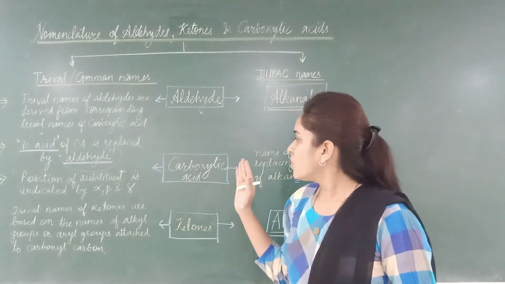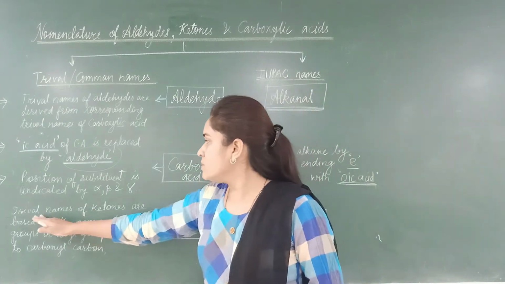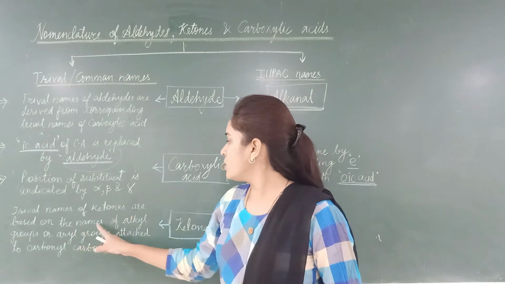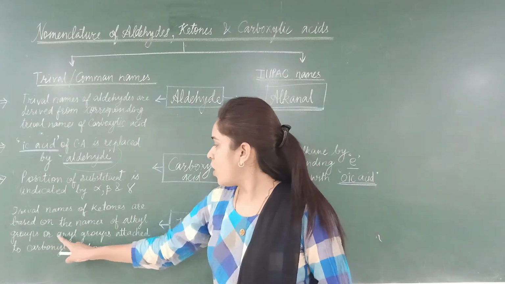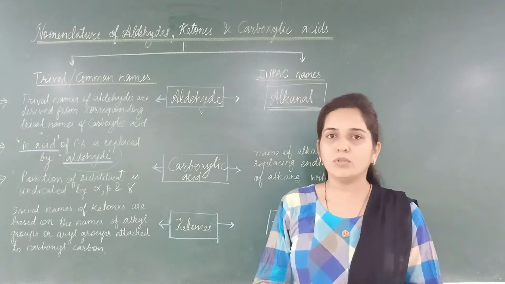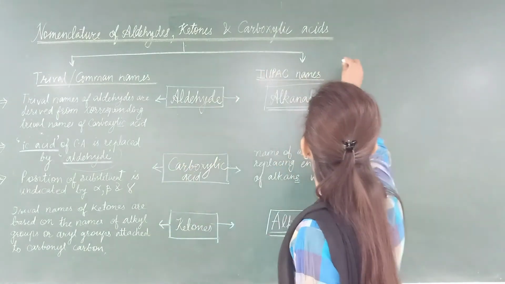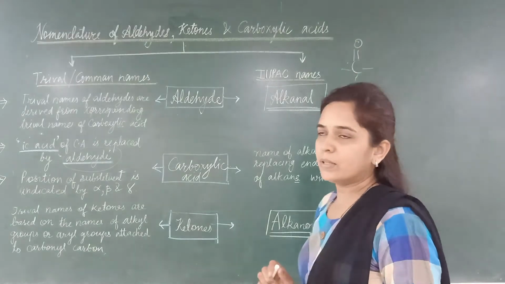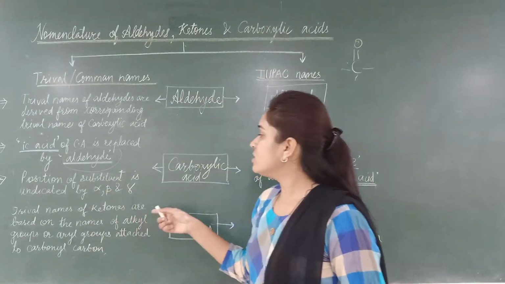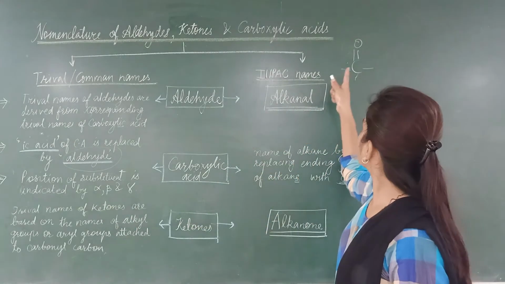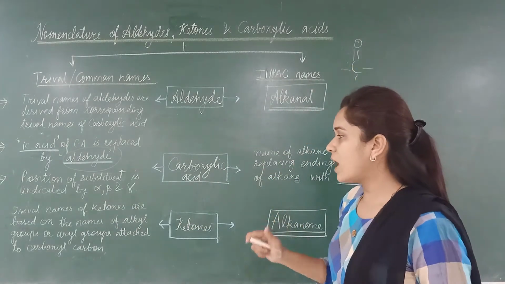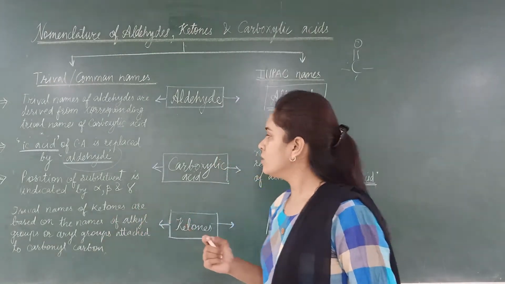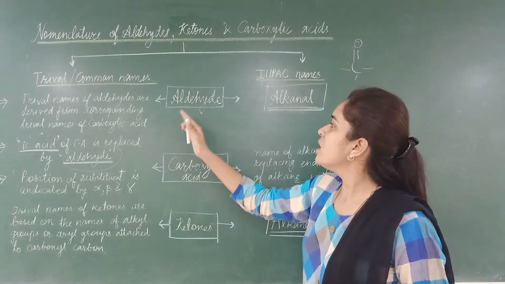If we see the common names, that is the trivial names of ketones, they are based on the names of the alkyl groups or aryl groups attached to the carbonyl carbon. This C double bond O carbon is known as the carbonyl carbon. So the alkyl or aryl groups attached to this carbonyl carbon decide the name of the ketone.